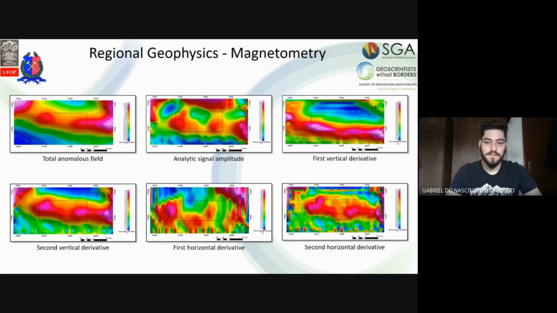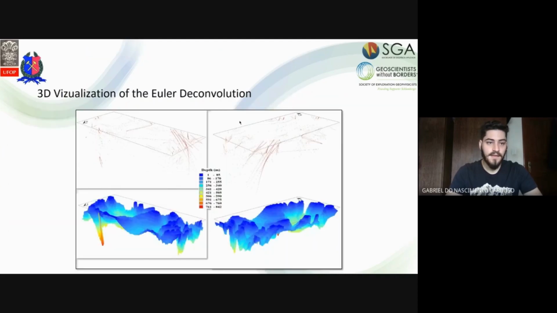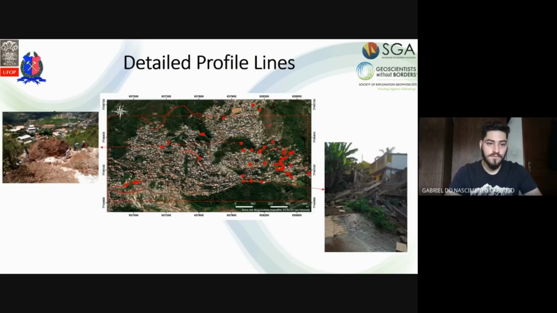The regional magnetometry to identify some structures. And with the 3D visualization of the ordered convolution technique, we were able to identify some structures that were up to 900 meters deep. So with those critical areas defined, we were able to also define some detail profile lines where we conducted the detailed geophysical surveys.